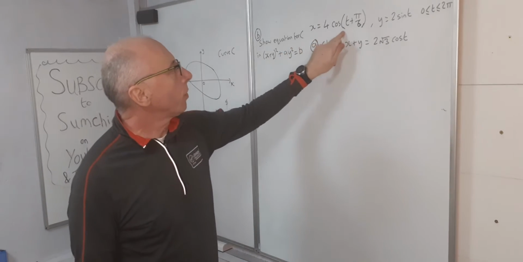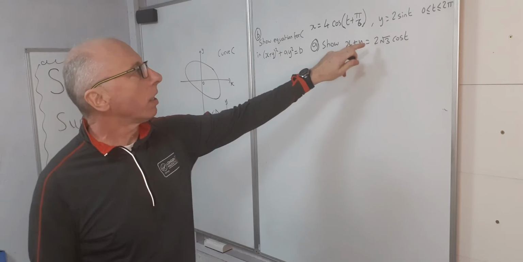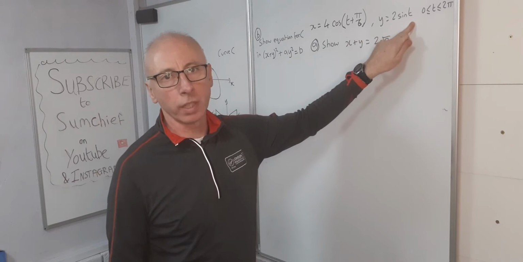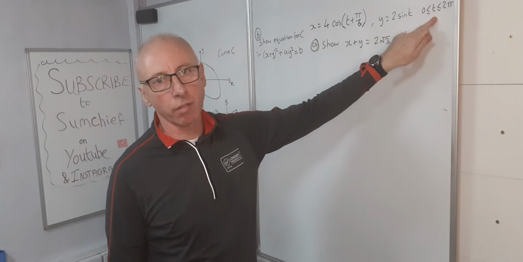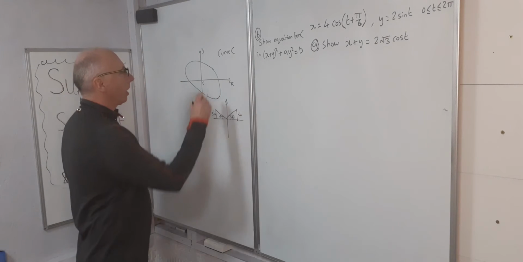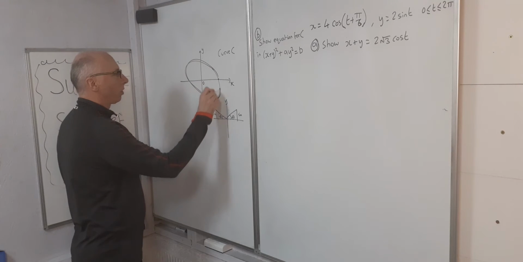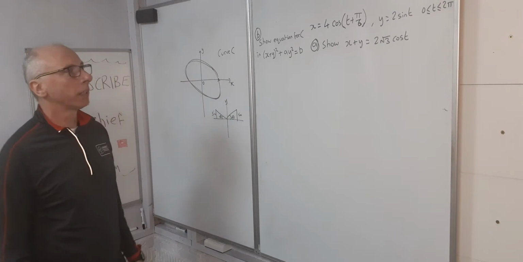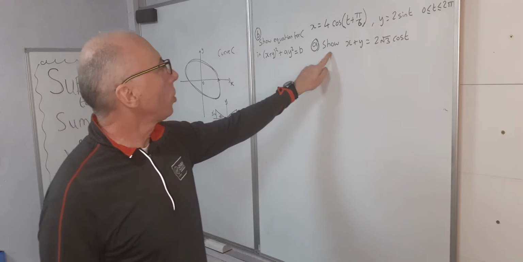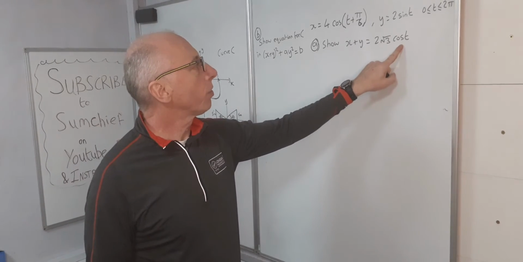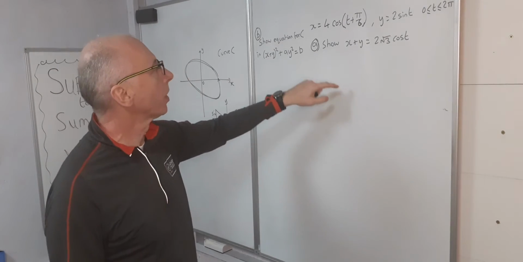But we know x is 4 cosine (t plus pi over 6). And we know that y equals 2 sine t, where t is in between 0 and 2 pi, i.e. it's in between one rotation. That gives us 2 pi. Okay, so we need to show that x plus y equals 2 root 3 cosine t.